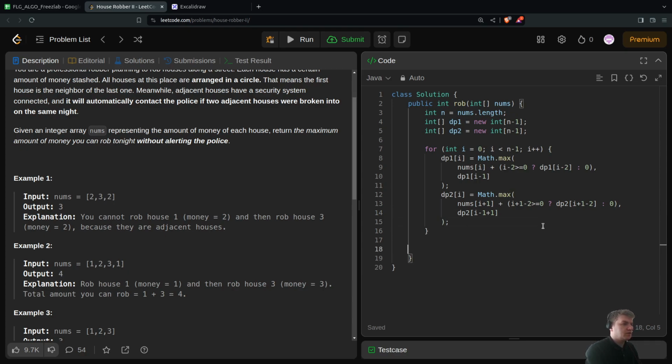And the result is going to be max of dp1 n minus 2 and dp2 n minus 1. Let's check it.